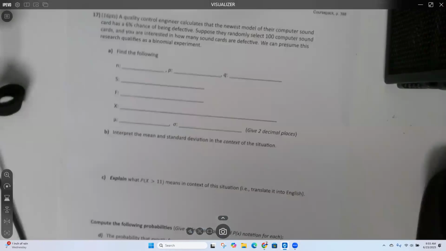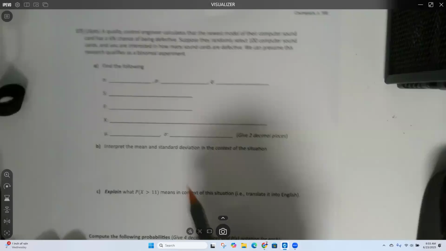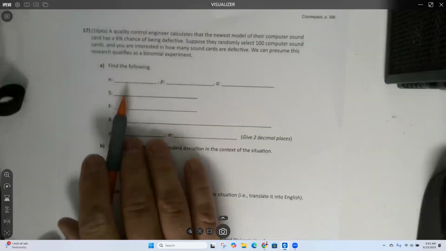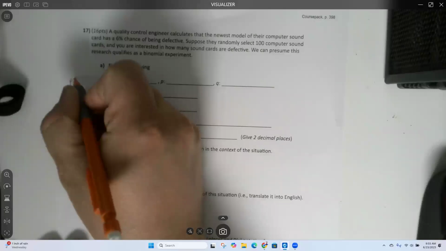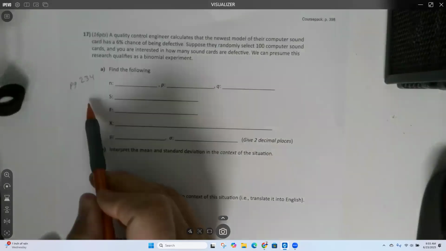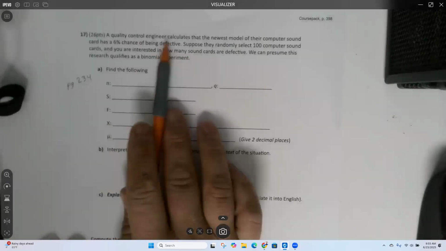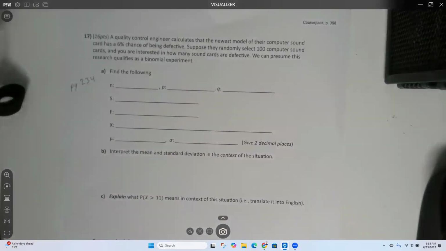All right, last page, page 398. For this one, you find information on page 234, which is again in the yellow notes. A quality control engineer calculates that the newest model of their computer sound card has a 6% chance of being defective. Suppose they randomly select 100 computer sound cards, and you're interested in how many sound cards are defective. We can presume this research qualifies as a binomial experiment.